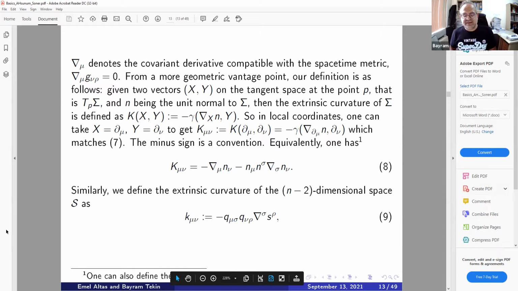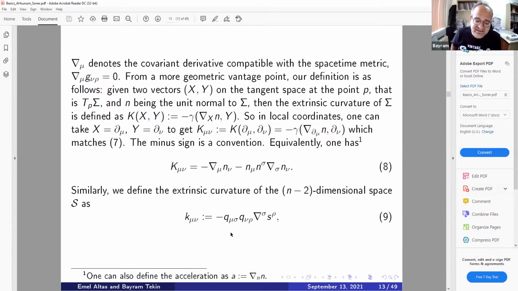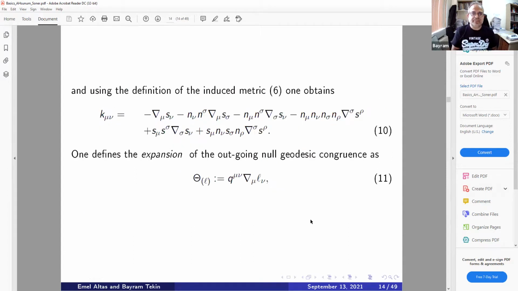So similarly, the extrinsic curvature of the n-2 dimensional subspace S is defined via the same procedure by equation 9. So we are going to need these. Now, if you use the induced metric and so on in a simple computation, you can get equation 10. Now, here is the basic definition.